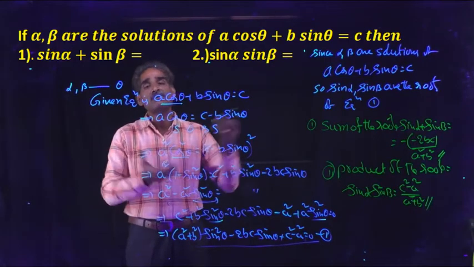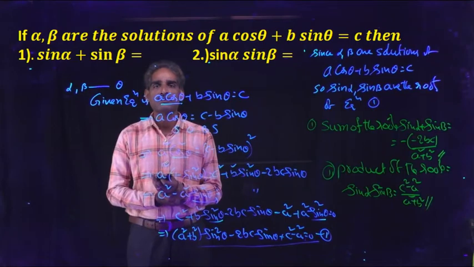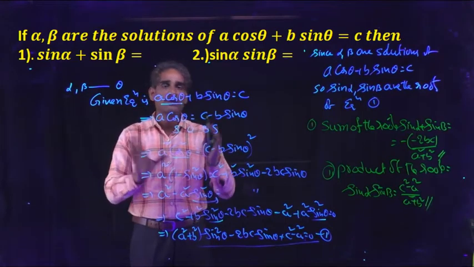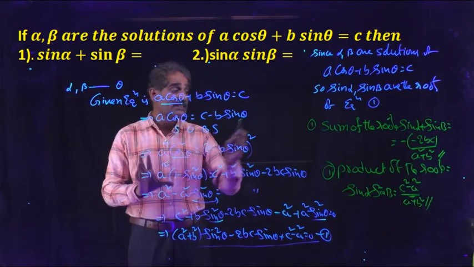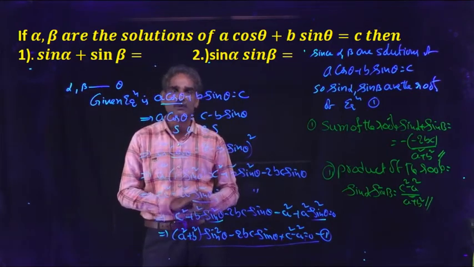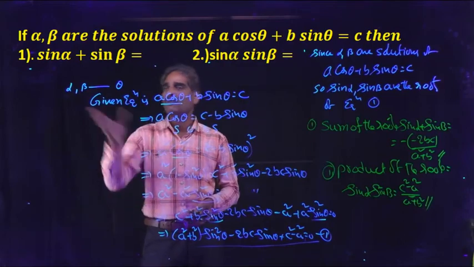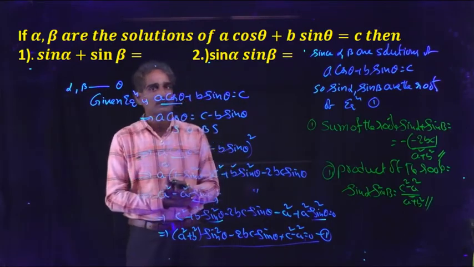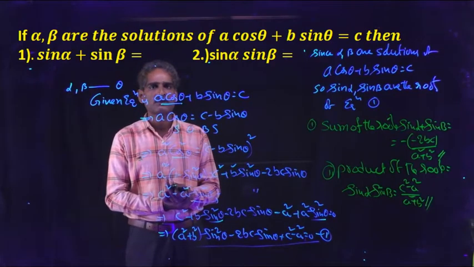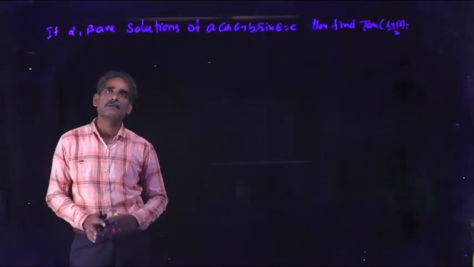Okay, so then we will get the sum of the roots and the product of the roots. This is an important problem from the board exam point of view, and the results are important for objective questions. You may be asked: if alpha and beta are the solutions of theta, what about sin alpha plus sin beta? What about cos alpha plus cos beta? Like that.